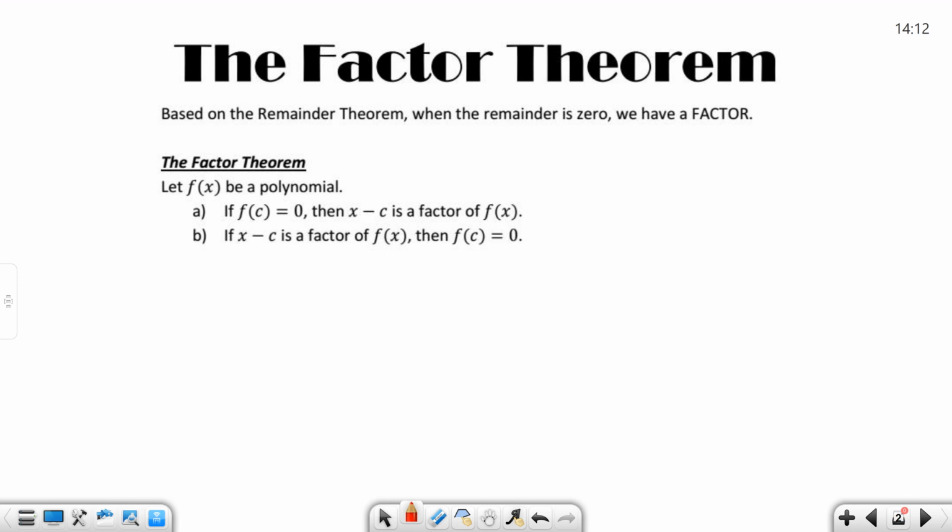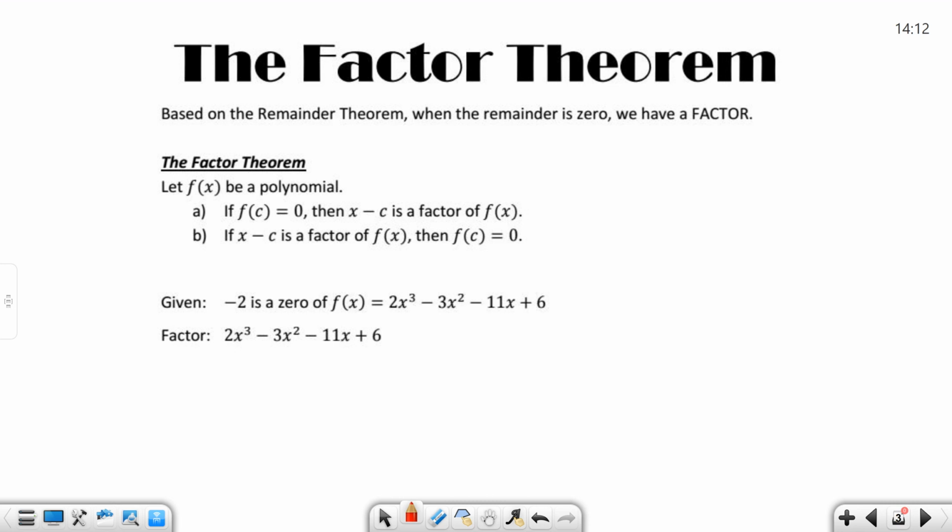But if f of c is 0, then guess what? That thing, x minus c, is a factor of f of x, because the remainder is 0. Like if you talk about 2 as a factor of 6, that's because 6 divided by 2 is 3 with no remainder. 2 is not a factor of 7. If you divide 7 by 2, you get 3 with a remainder of 1. So 2 is not a factor there. The other side of that is if x minus c is a factor of f of x, then f of c equals 0.